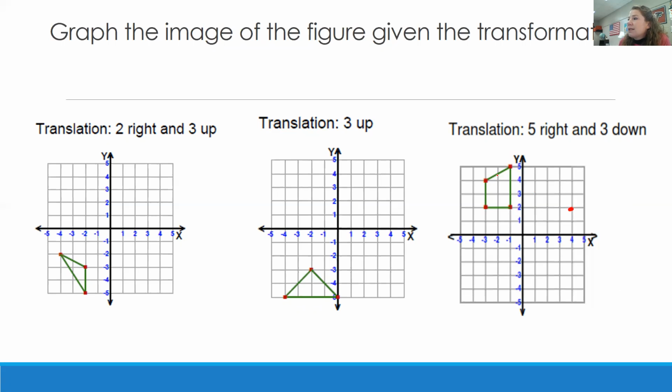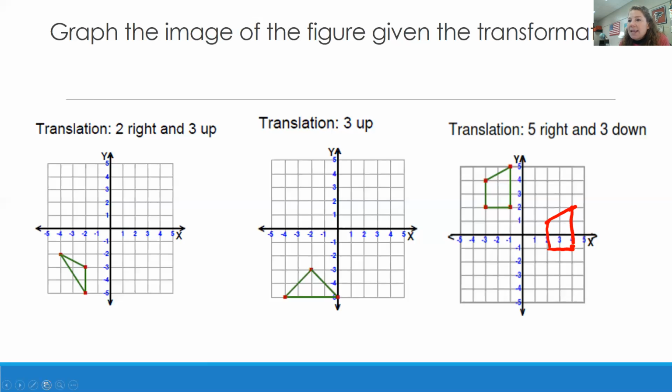5 right, 1, 2, 3, 4, 5, 1, 2, 3. Oh, I don't know why my pen hates those little marks, but it does. And then we're gonna go 1, 2, 3, 4, 5, 1, 2, 3. And then the last one is gonna be here and my dots won't stay, but that's it.